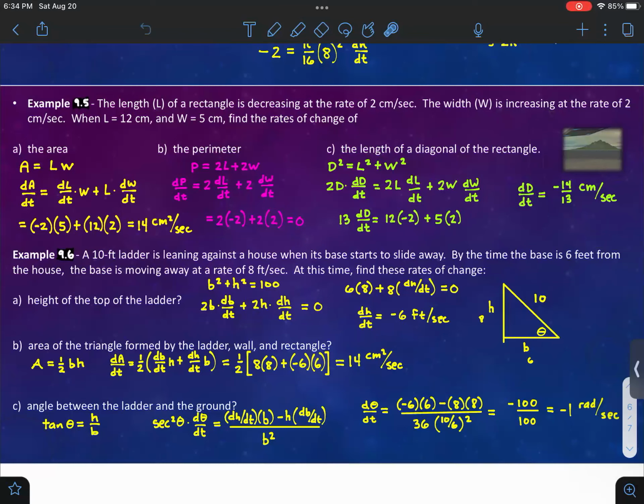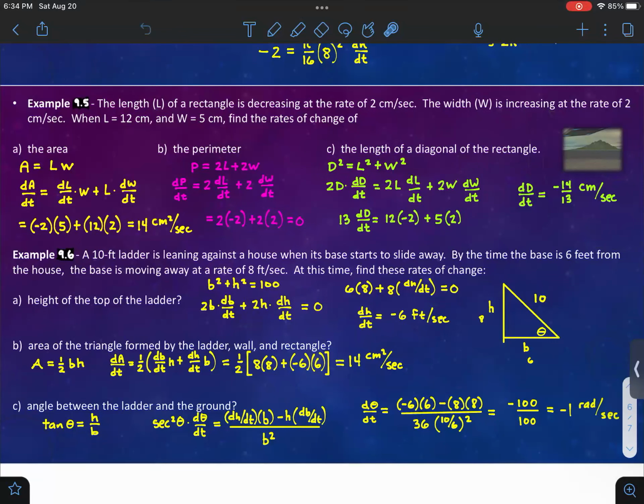Length of diagonal, this is the part where you might have been most helped with the picture. Draw it out on your own if you like, but basically the length, width, and diagonal of this rectangle are making a right triangle, and it's a special right triangle. 5, 12, and hopefully you remember 13.